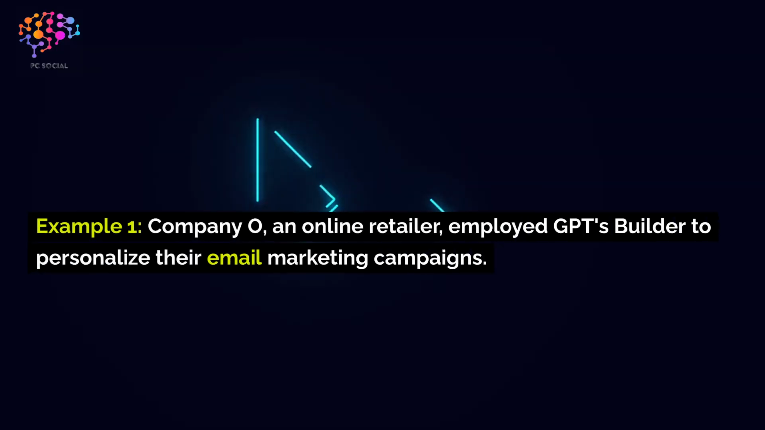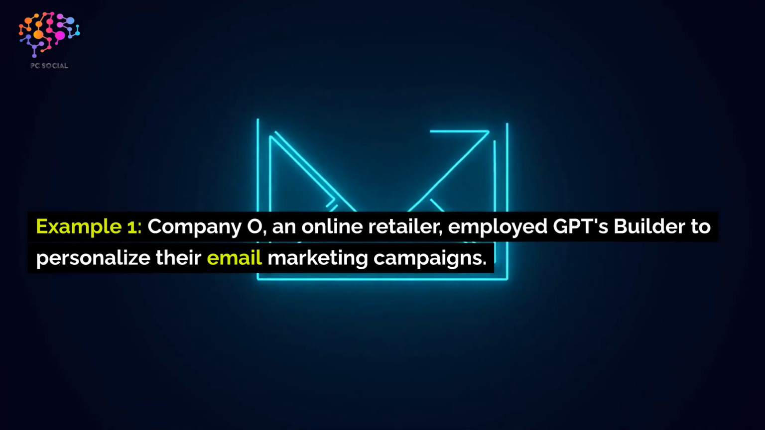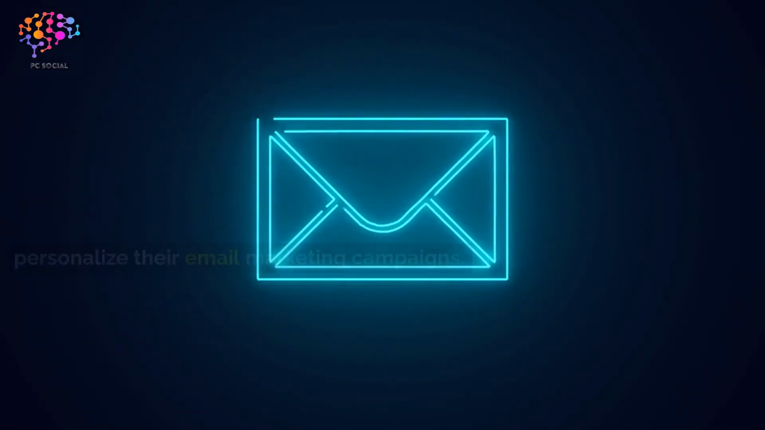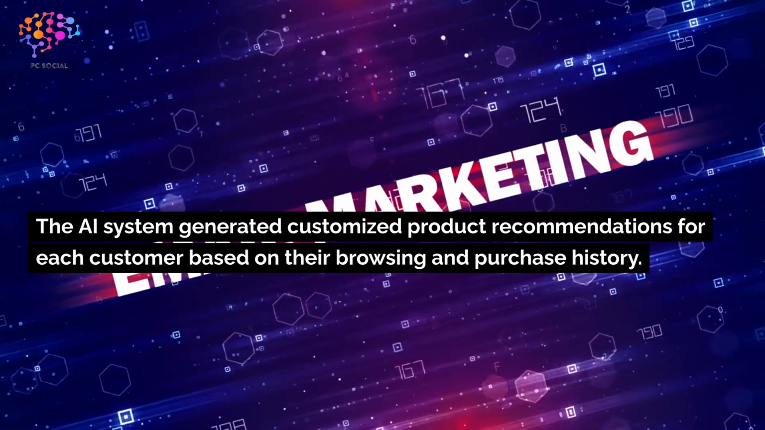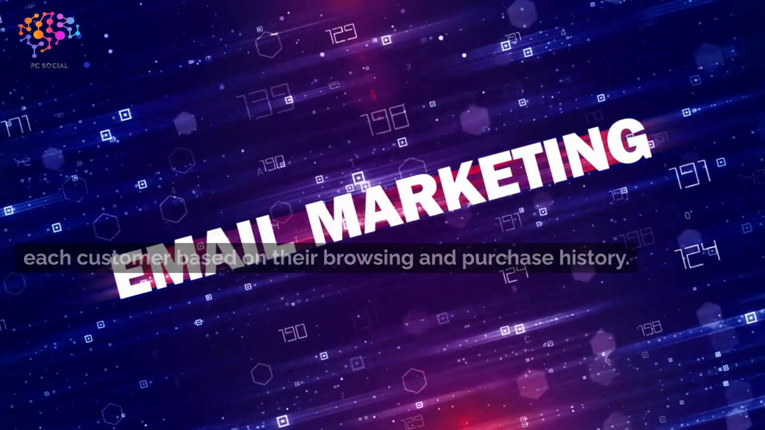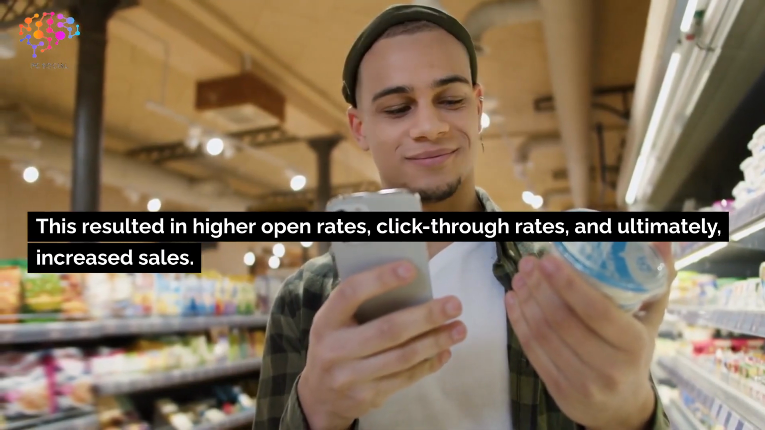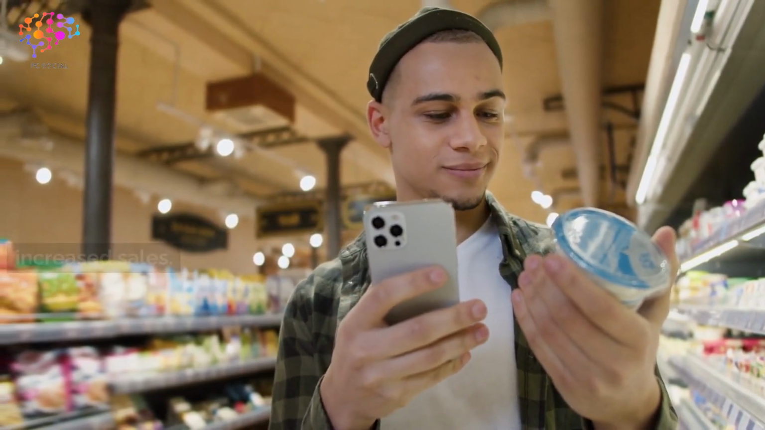Example 1. Company O, an online retailer, employed GPT's Builder to personalize their email marketing campaigns. The AI system generated customized product recommendations for each customer based on their browsing and purchase history. This resulted in higher open rates, click-through rates, and ultimately, increased sales.